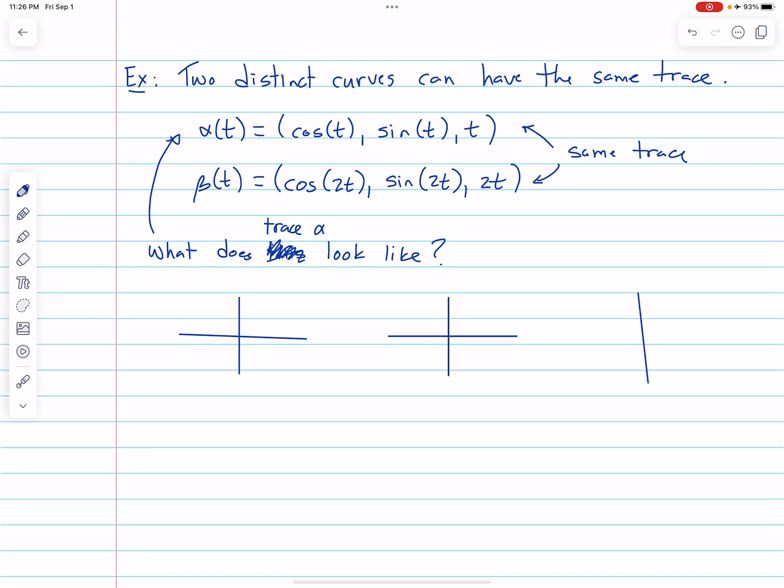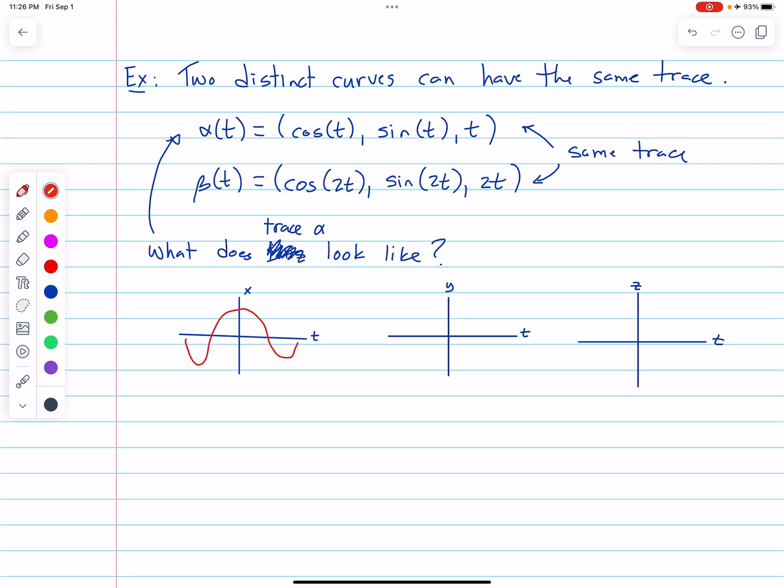So if each of these is like x of t, y of t, and z of t, we can try to figure out what this looks like. So cosine, well, we all know what the cosine function looks like. Looks something like this, right? I think I'm drawing it right. The sine function looks something like this.